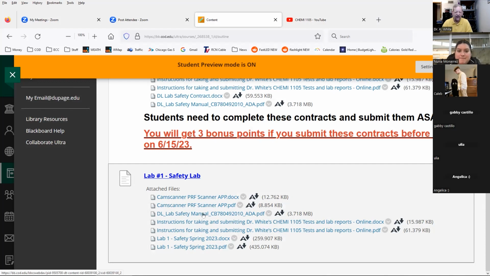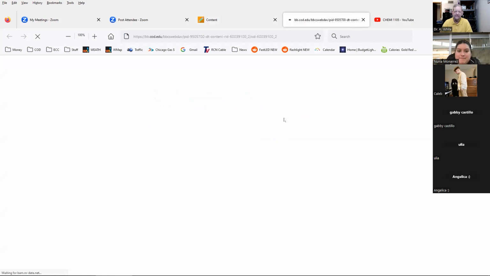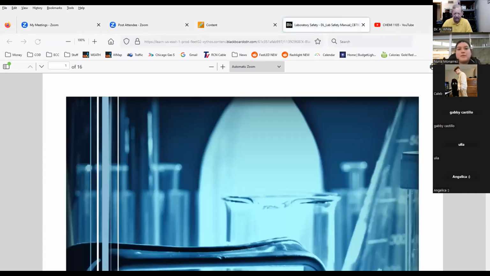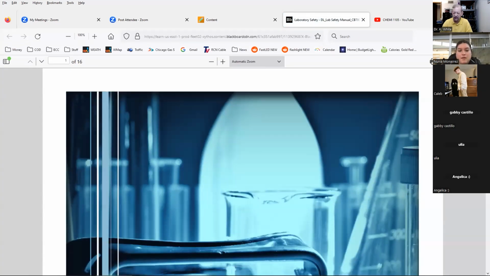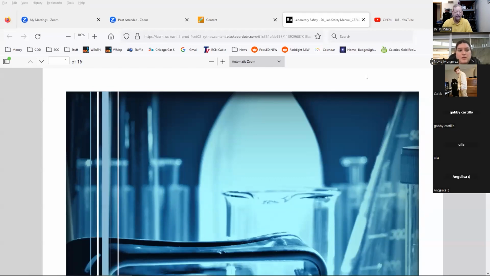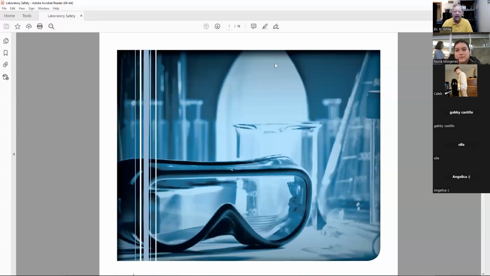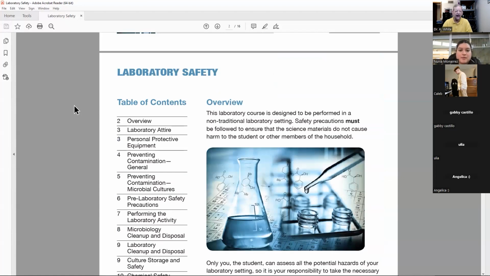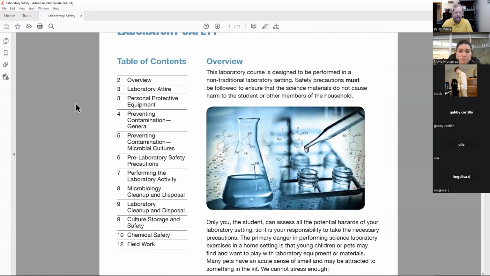All right, let's talk about the manual. And this is what you would see, but now I'm going to open up mine from my machine. And here it is. Now, this is the safety manual for this lab from Carolina. And it has important aspects I'm going to go over.